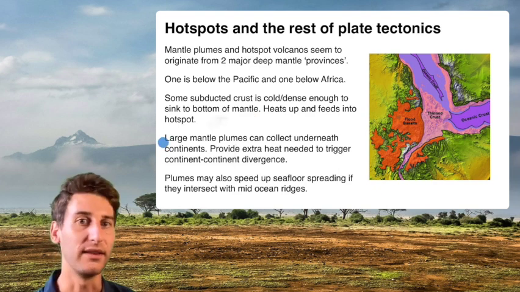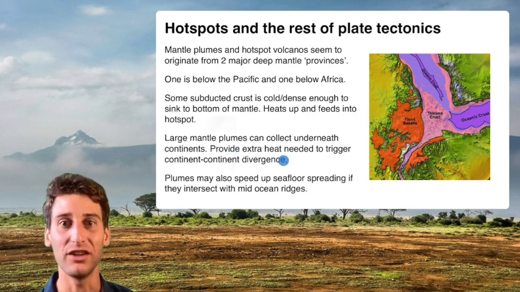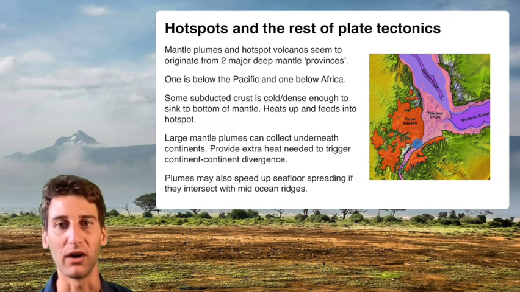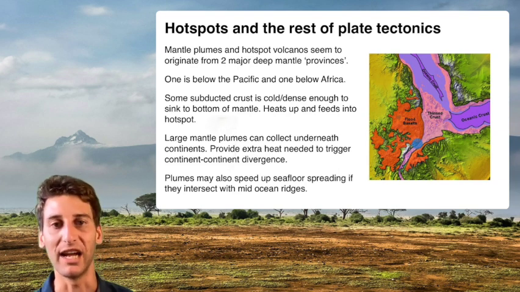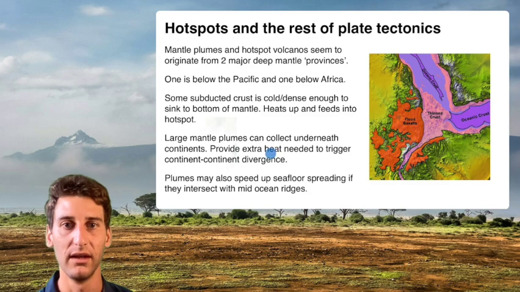In addition, these large mantle plumes can collect underneath continents. This is what's happening underneath Africa today. And this helps provide the extra heat needed to trigger this continent-continent divergence we talked about before. This is happening underneath East Africa right now. That's this mantle plume that we showed before. That's what's coming up, melting some of the crust, pushing some of the plates apart and creating this divergence. So this may also happen to some extent in mid-ocean ridges too.